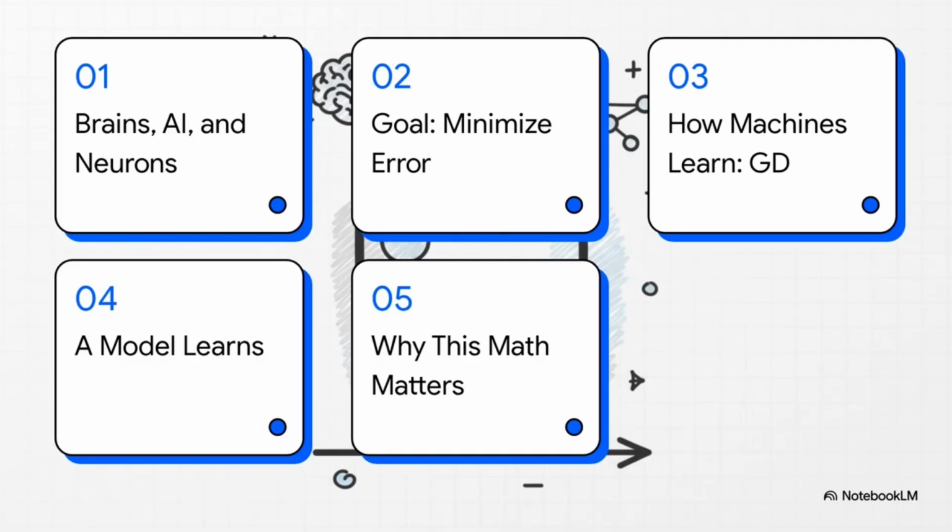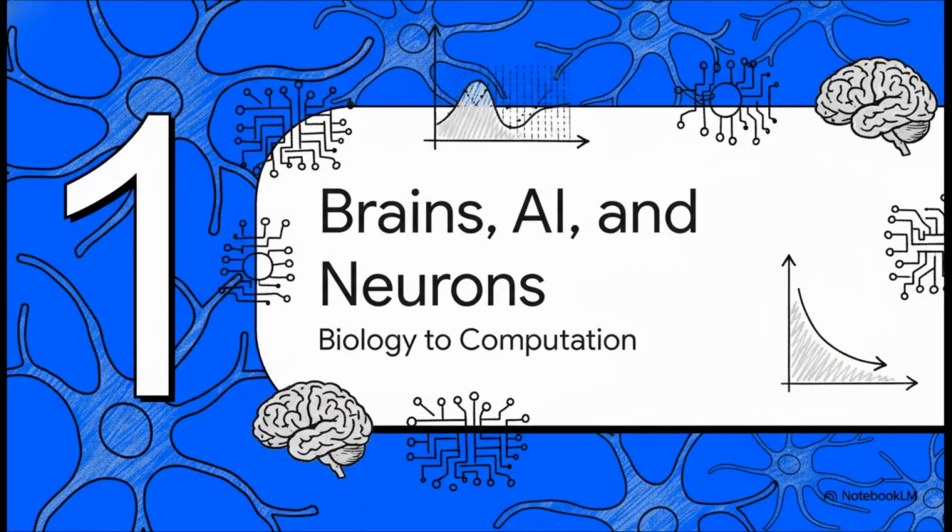So here's the game plan. We'll start with where the whole idea came from, the human brain. Then we'll define the core problem AI is trying to solve. After that, we'll get into the beautiful math behind the solution, watch it happen in real time, and finally, we'll connect all these dots to the tech you use every single day. Okay, let's dive right in.